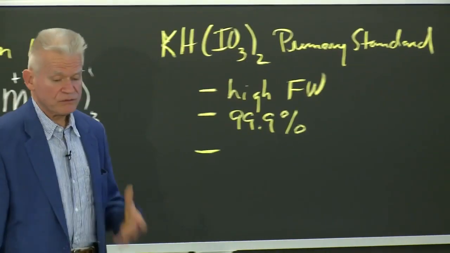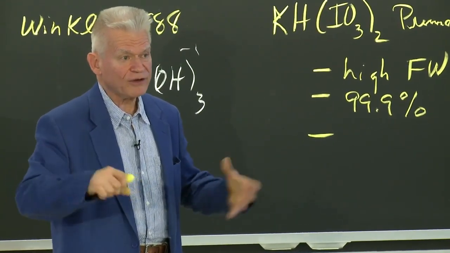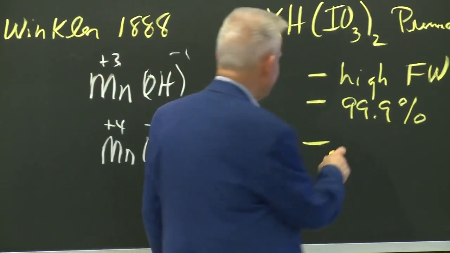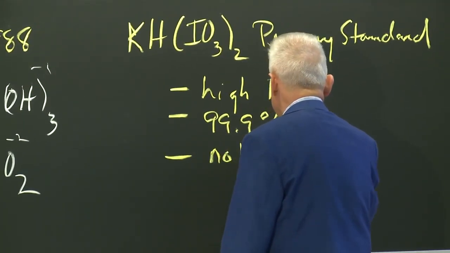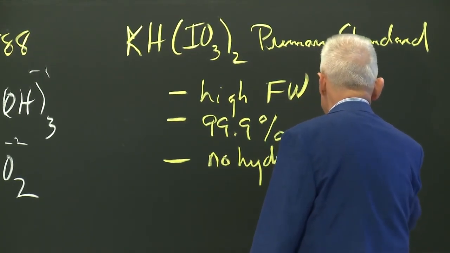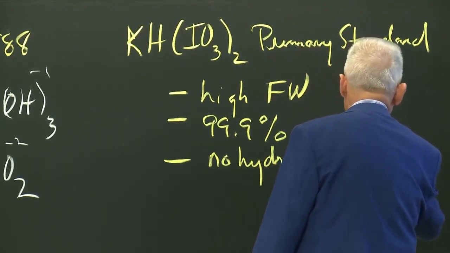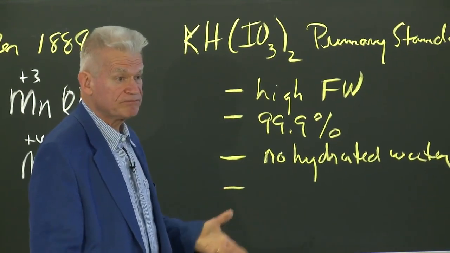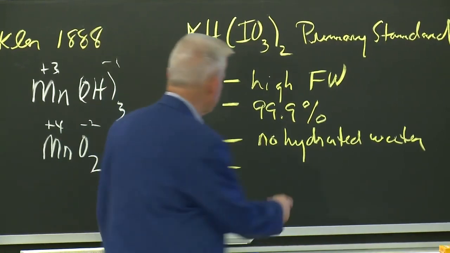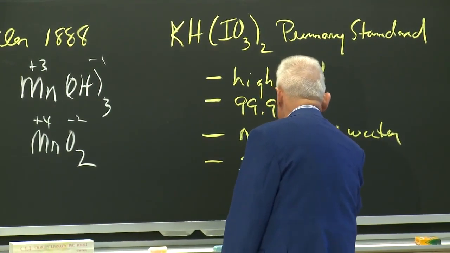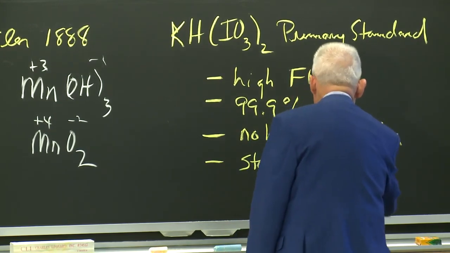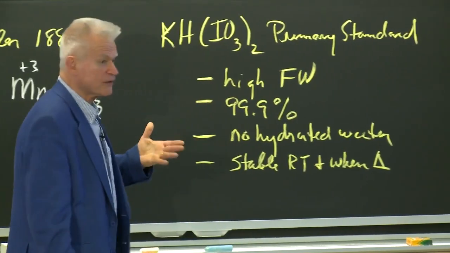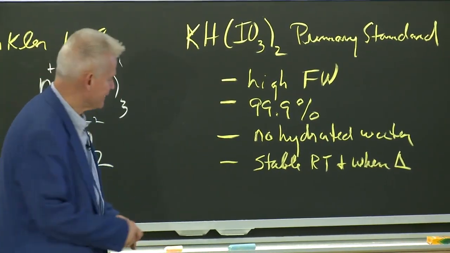The other thing is you need something that does not have any water vapor attached, no attached water. The TAs put this in the oven, so no hydrated water. And then the final thing is it should be stable at room temperature and when heated. And oftentimes we'll look at the cost too. That's another factor that comes into play.